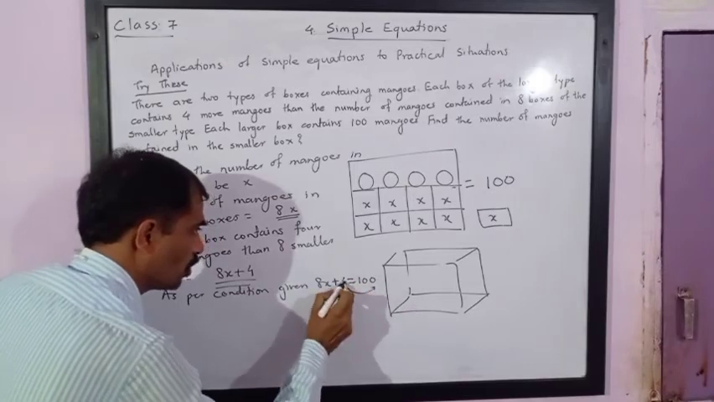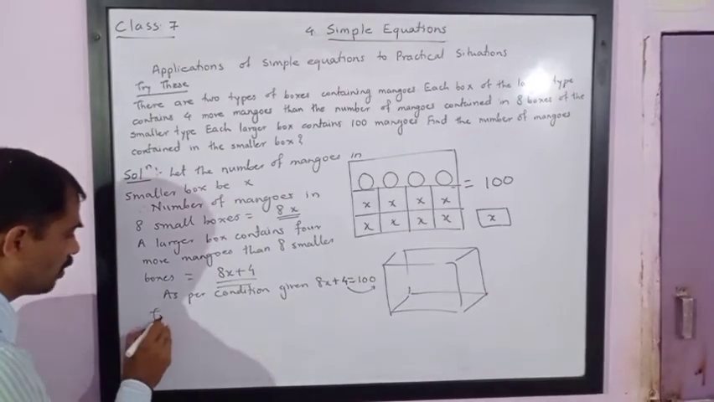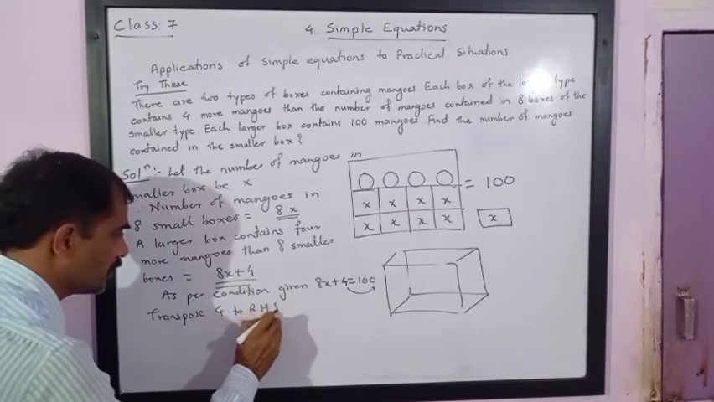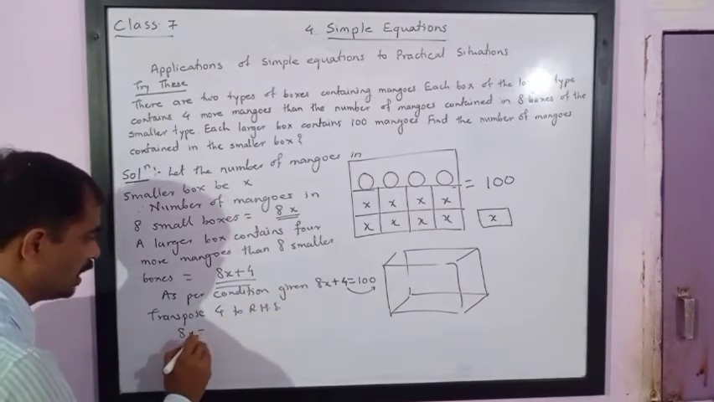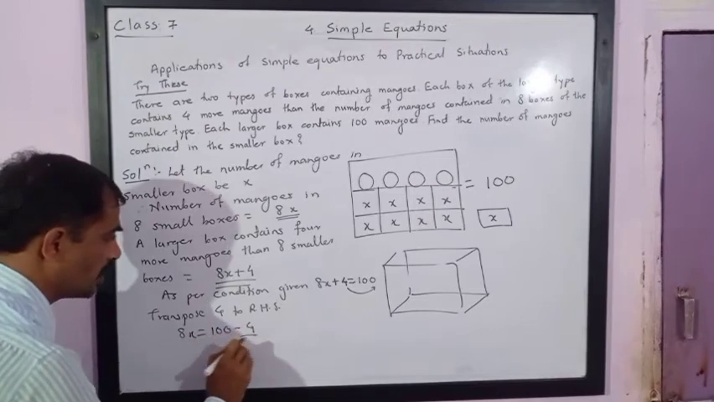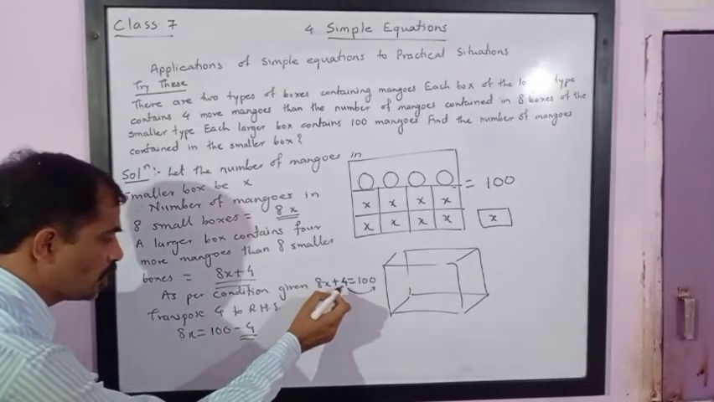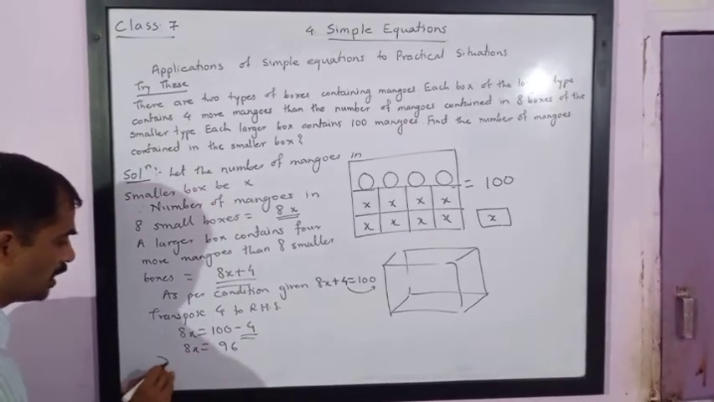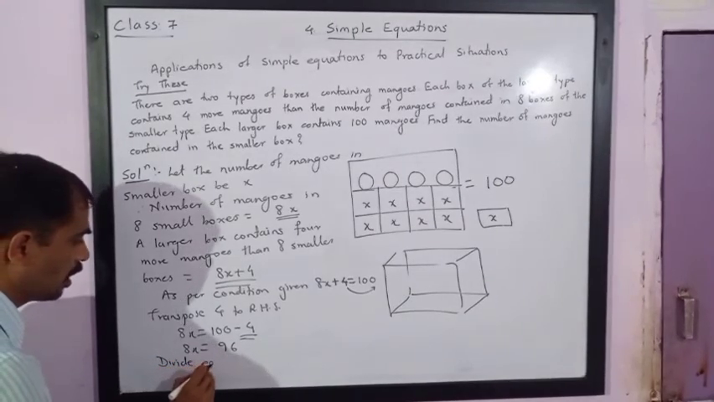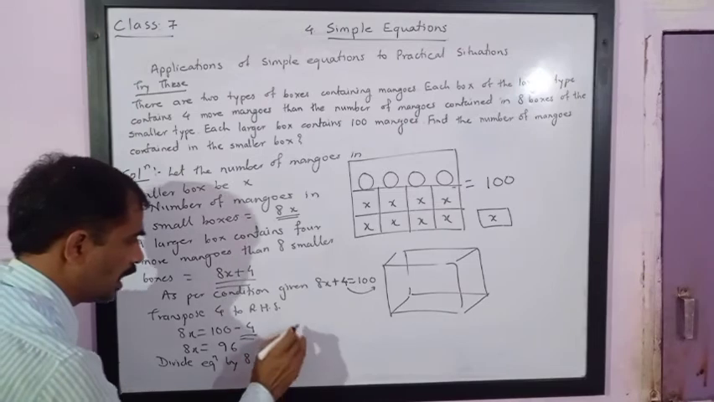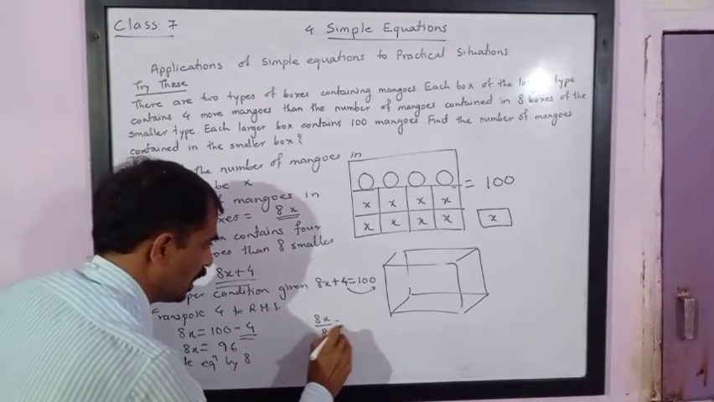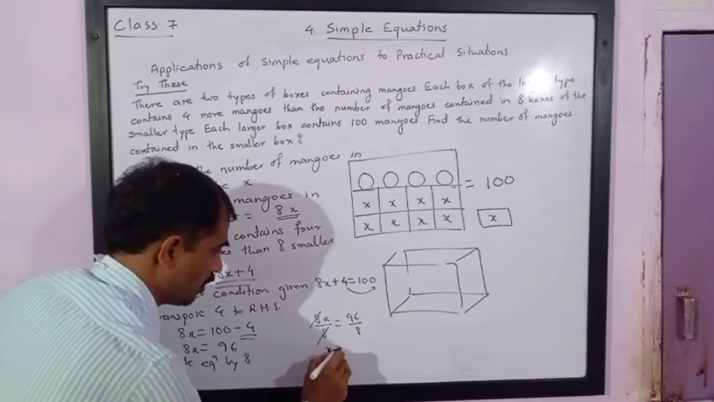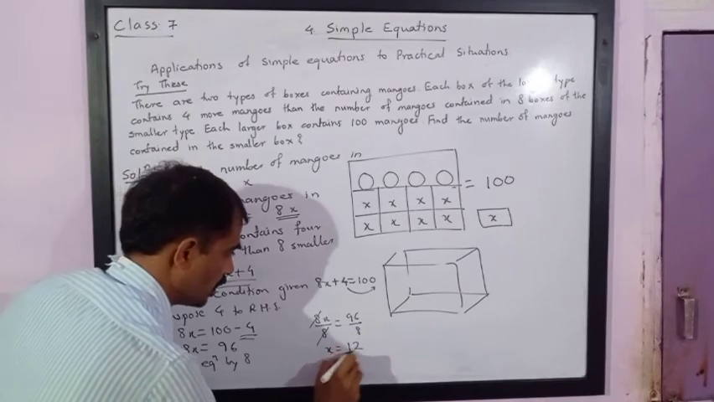Now if you transpose 4 to the right hand side, it will become negative. So transpose 4 to RHS. You will get 8x is equal to 100 minus 4. When 4 is transposed to the right hand side, positive will become negative. So this is equal to 100 minus 4 is 96. Now 8x is equal to 96. So divide the equation by 8. You will get 8x upon 8 is equal to 96 upon 8. Now 8 will eliminate 8. x is equal to 8 ones are 8, 8 twos are 16.